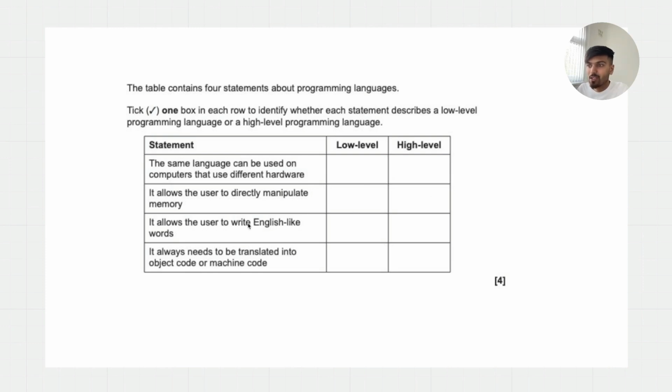It allows the user to write English-like words. So that is going to be high level because we have English words like while, if. And the last one is, it always needs to be translated into object code or machine code. That's high level. So the only one that's low level is manipulate memory.